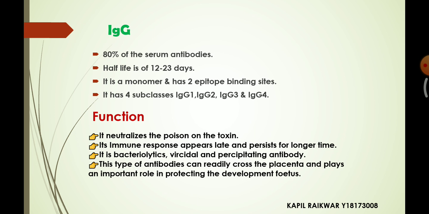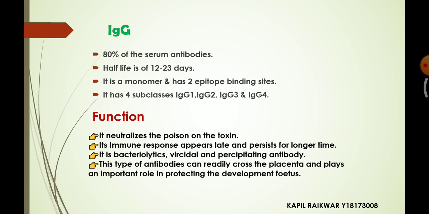Now we come to immunoglobulin G. 80% of the serum antibodies are immunoglobulin G. Its half-life is 12 to 23 days. It is a monomer and has two epitope binding sites. It has four subclasses: immunoglobulin G1, immunoglobulin G2, immunoglobulin G3 and immunoglobulin G4.